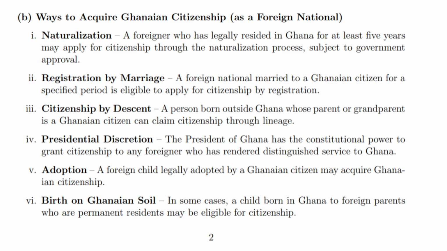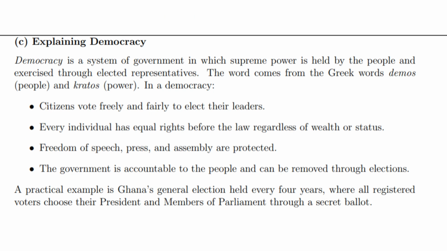Ways to acquire Ghana citizenship. We have naturalization, registration by marriage, citizenship by descent, presidential discretion, adoption, and birth on Ghana soil. Then we should explain democracy to our friend.